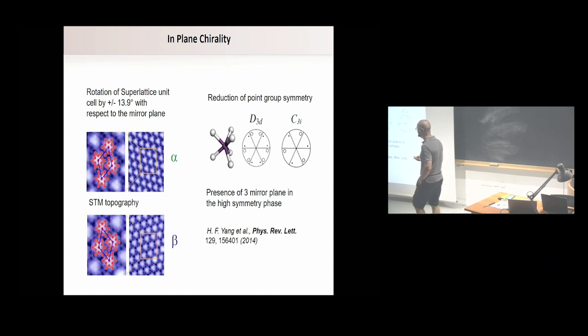So what it means to have this in-plane chirality is the following. You take here one of these mirror planes. When you do a clustering, this mirror plane is no longer a good symmetry. Why? Because the superlattice unit cell is tilted compared to it, and it could be tilted either towards the right, and then you have an alpha configuration, or towards the left, and then you have a beta configuration.